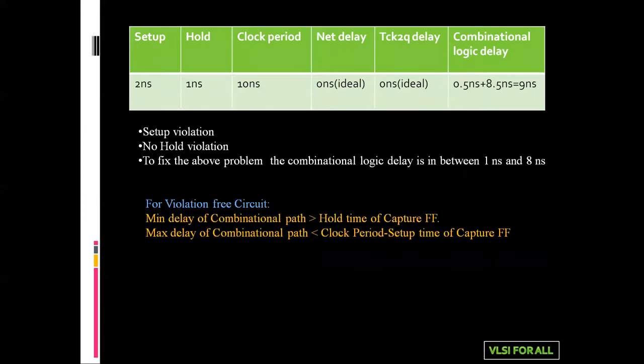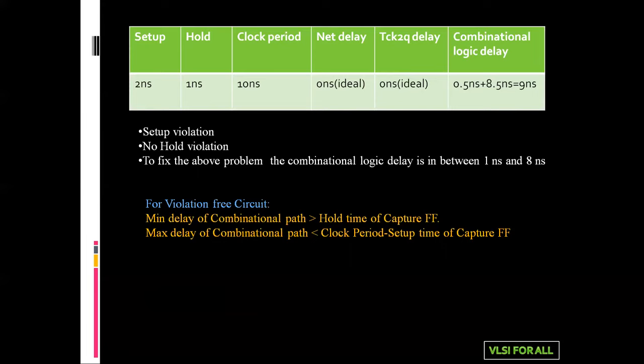If we increase the combinational logic delay to 9, what we see is this: if the combinational logic delay is 0.5 nanoseconds, we don't have any setup violation, but we are having the hold violation. If the combinational logic delay is 9 nanoseconds, we are facing the setup violation, but no hold violation. So from this we can see that we can adjust this combinational logic delay so that we can rectify the setup and hold time violations.